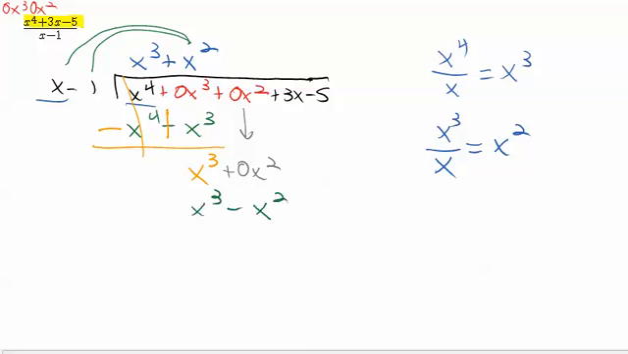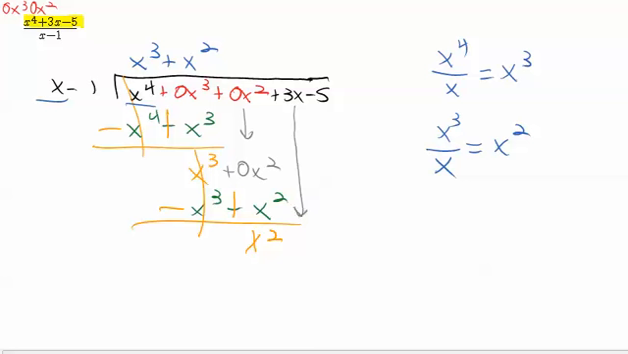And then again, we change the signs so that we can combine them. So it's negative x cubed and a positive x squared now. The x cubes are gone. 0 plus 1 is 1x squared. And then we can bring down the next term, the plus 3x. And repeat the process again.